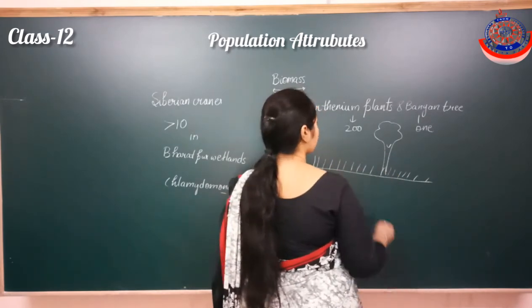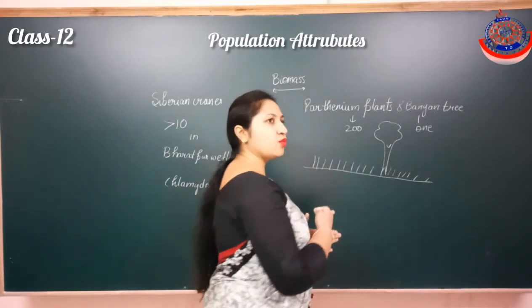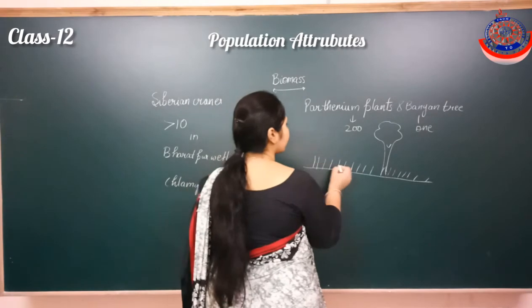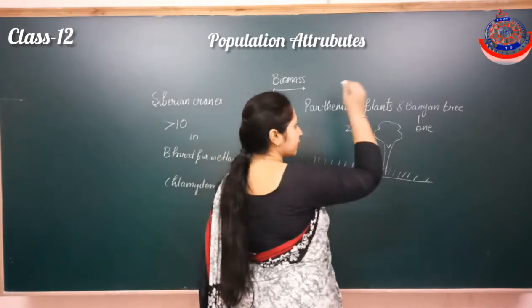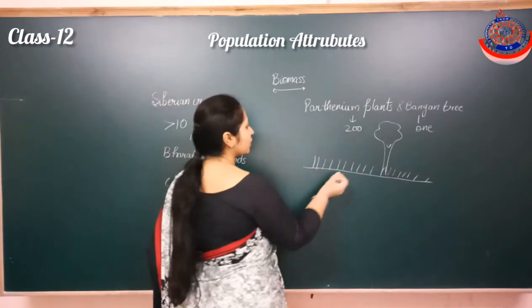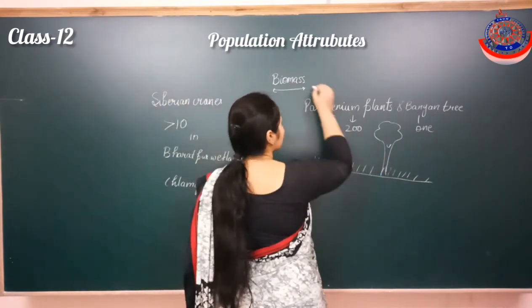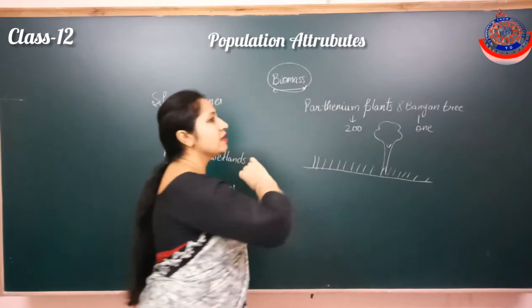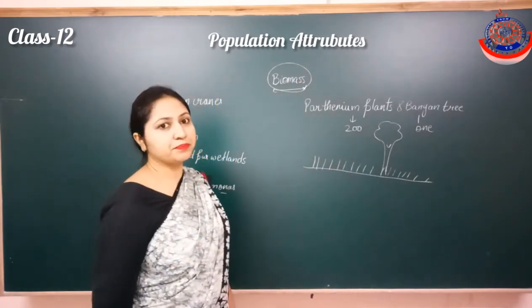So if suppose the Parthenium plants have the more population density? No, because they are very small and a large banyan tree is present. So in this case, we have to calculate the biomass. So on the basis of the biomass only, the population density can be measured.